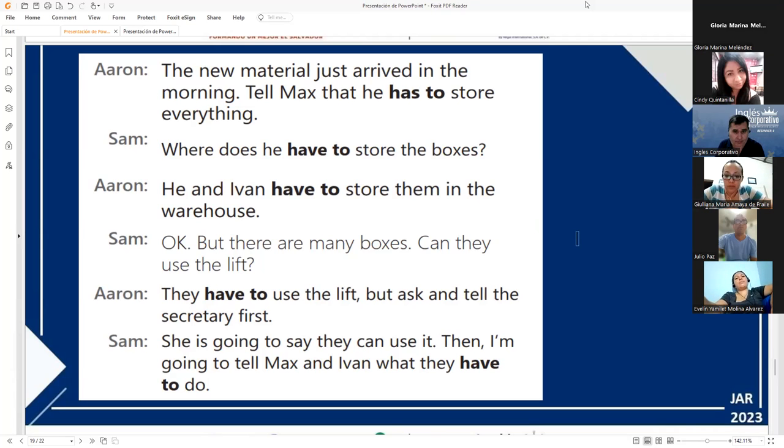They have to store everything. Where does he have to store the boxes? He and Ivan have to store them in the warehouse. Okay, but there are many boxes. Can they use the lift? They have to use the lift, but they tell the secretary first. She's going to say they can use it.